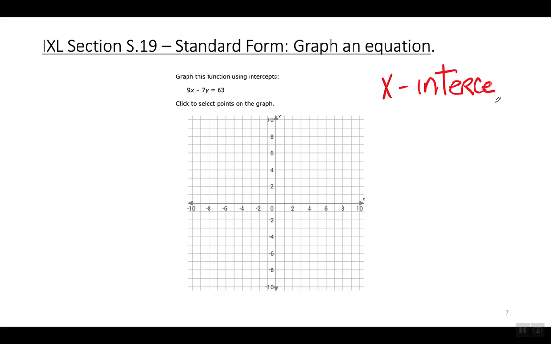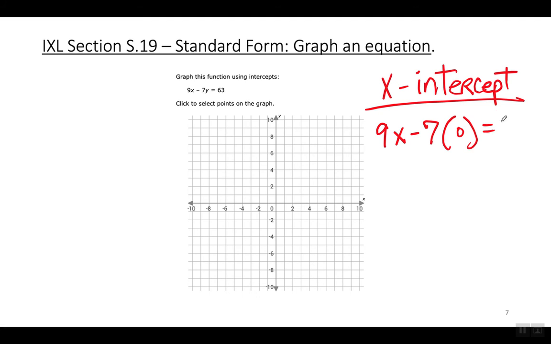So once again, to find the x-intercept, I'm telling you, all these problems are the same thing. But knowing this, once again, is really useful. To find the x-intercept, I make y equal to 0 and solve for x. Para encontrar el intercept de x, tengo que hacer y igual a 0 y resolver para x.